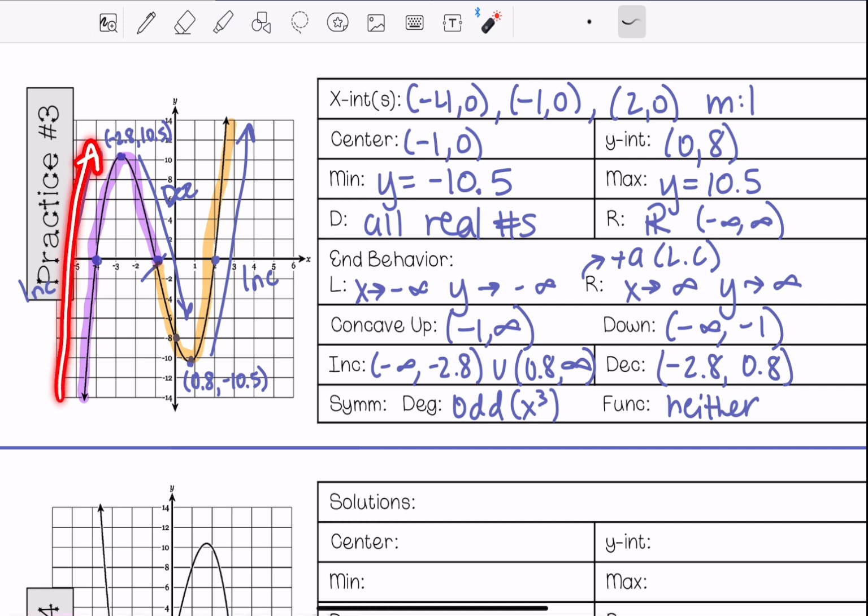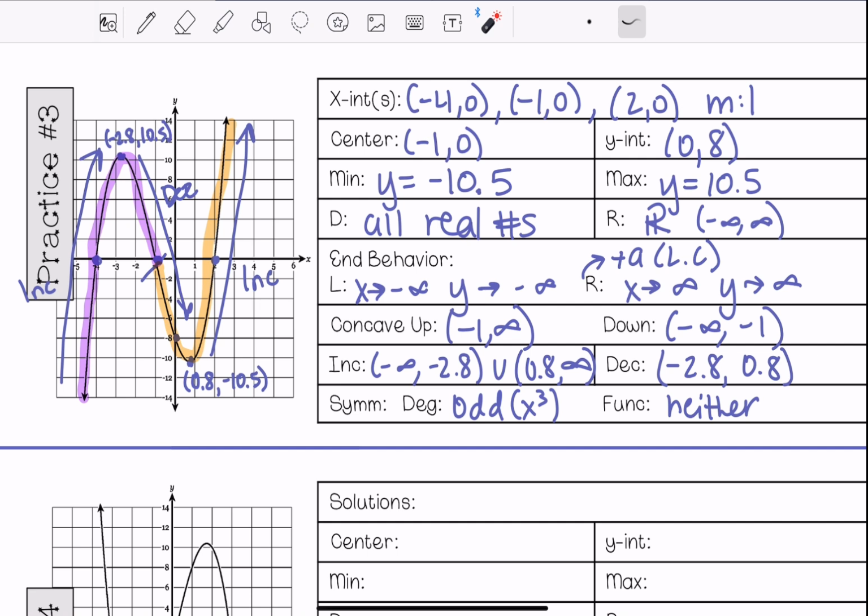So here, we're increasing from -infinity until this max point, which we decided was -2.8. And then we're increasing again from this minimum point at 0.8 until forever. That's right here. And then the in-between section is the only part that's decreasing, and that is between the min and the max right there. And then our symmetry, it's an odd degreed function because it's x cubed, and the function does not have either a rotational or a reflectional symmetry because it doesn't go through the origin at 0, 0.